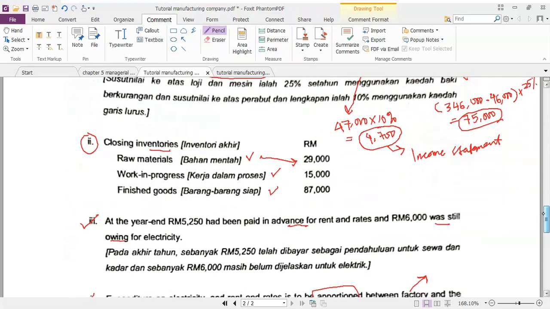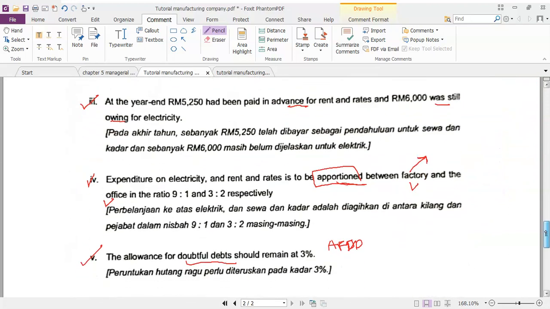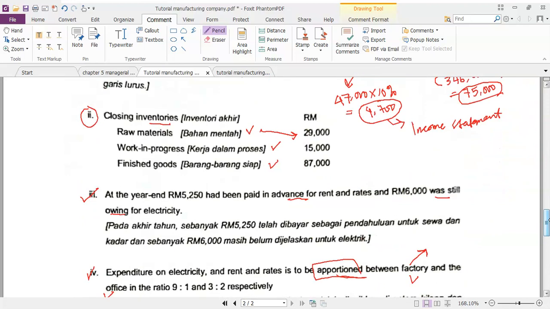Let's look at the... Okay, we have done with additional information number 1. We have done with additional information number 2. Okay, let's look at information number 3. At the year end, 5,250 had been paid in advance for rent and rates.